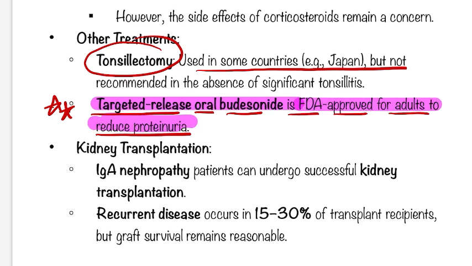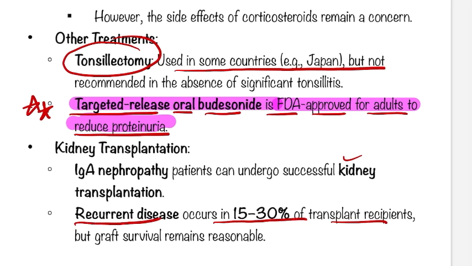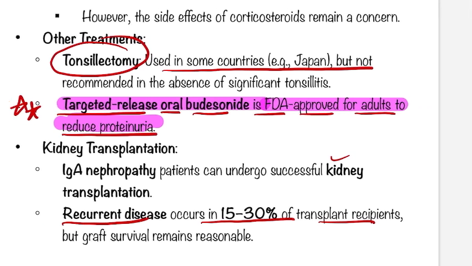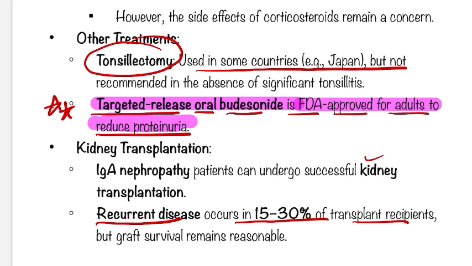Is there any role of kidney transplantation in IgA nephropathy? Yes, we can do kidney transplantation, but remember that 15 to 30% of transplant patients have recurrent disease. This is very important. So this was it for IgA nephropathy, and just revise it. We will meet in another lecture.